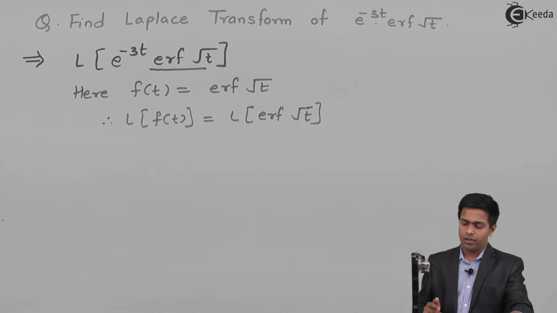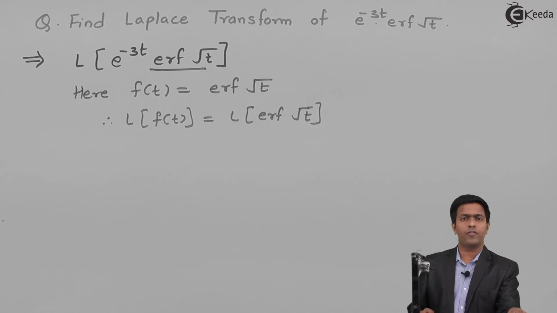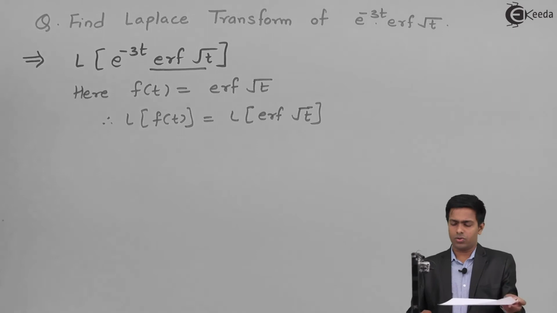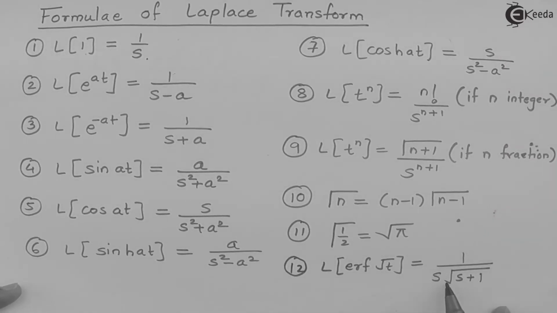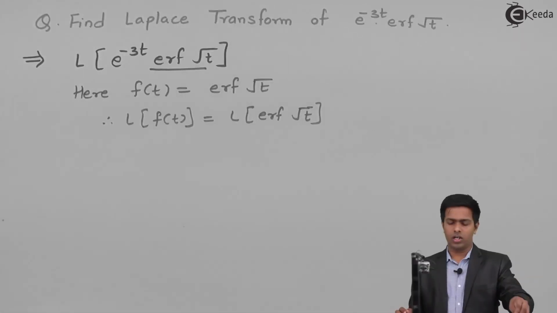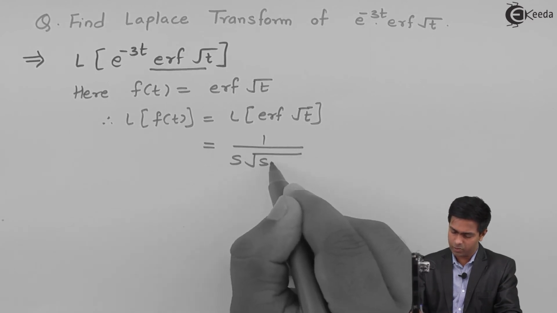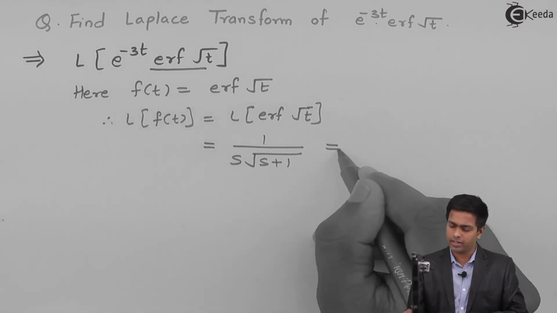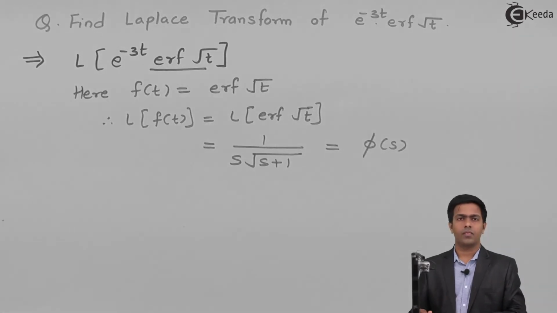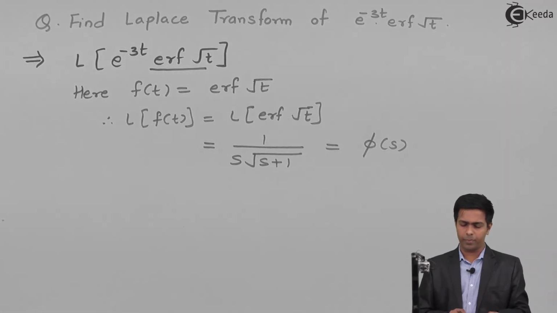Now the Laplace of error function of root t, we can derive it, but as we know the formula, we are going to substitute it directly. The Laplace of error function of root t is 1 upon s root of s plus 1. So here I'll say it is 1 upon s root of s plus 1. This is the value of Laplace of f of t, and we call it phi of s.